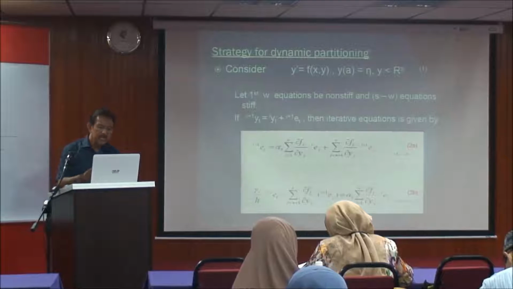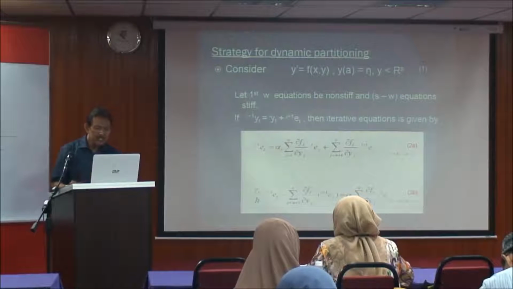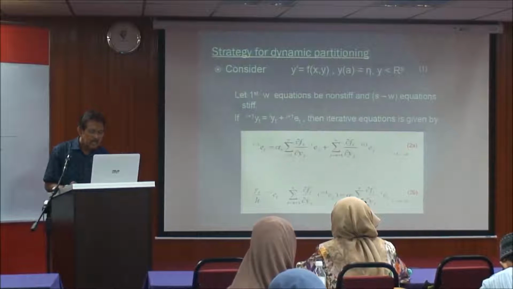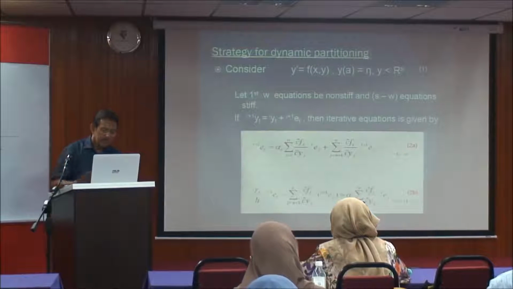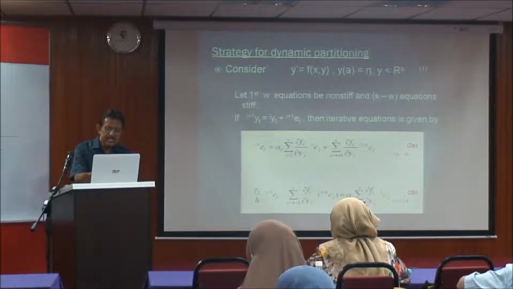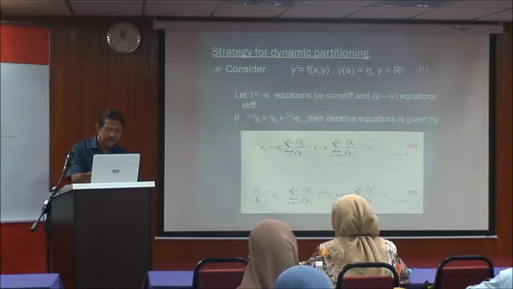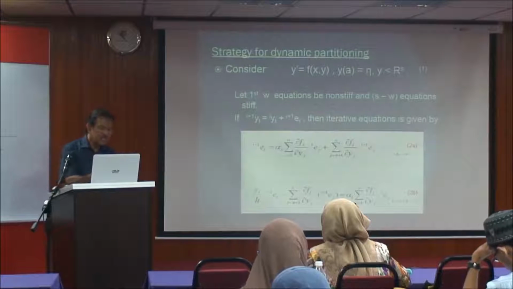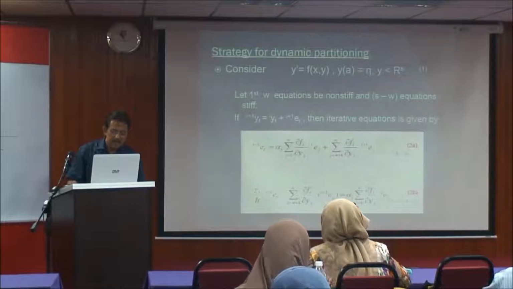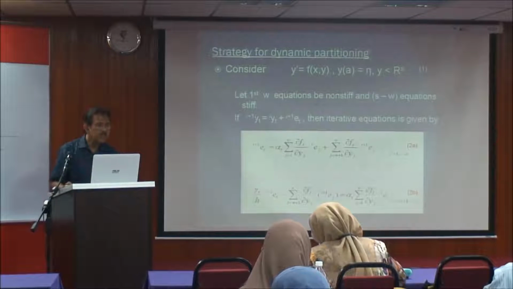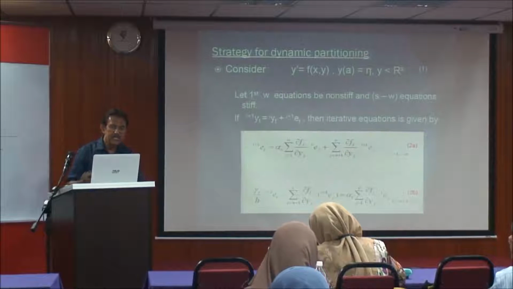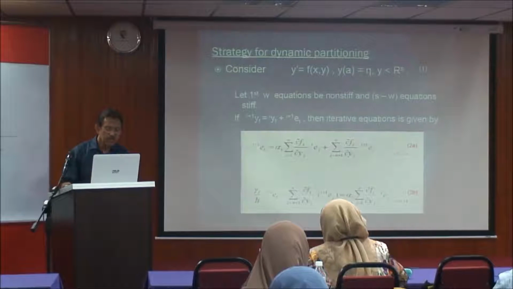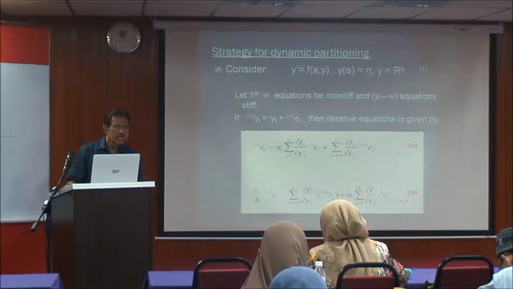Now, strategy for dynamic partitioning. Let the first W equations be non-stiff and S minus W equations stiff. Now, let the iterative equation be given by this: the i plus 1 iterate, y_{i+1}, is equal to y_i plus e_{i+1}. If this is a non-stiff equation, then it should be y dash, because for non-stiff we interpolate the f. This should be for stiff, the BDF.